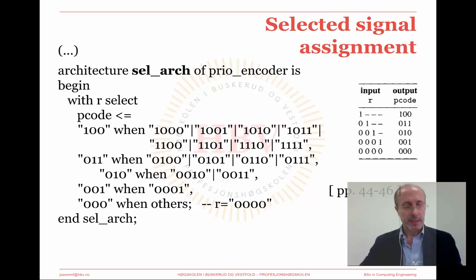It is then the designer's responsibility to find out what is the best option for each specific design, and that judgment comes, of course, only from experience. Again, please go to the appropriate pages in the book, which in this case are pages 44 to 46, and read the explanations concerning the implementation of this priority encoder, now using the selected signal assignment.